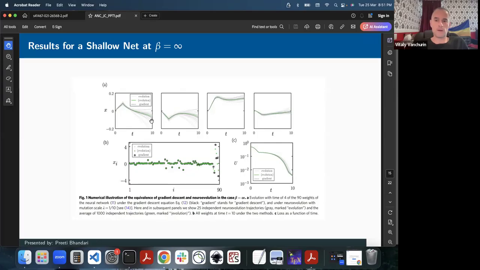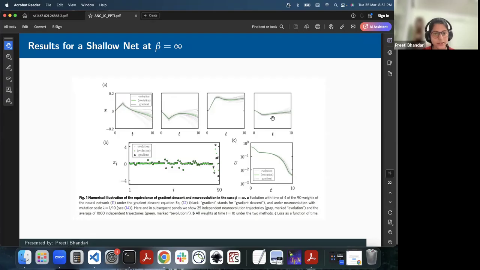Yes, thank you. Okay. So here, for example, out of 90, they've just shown 4 different weights, and you can see their evolution with time. The gray ones here are individual, independent trajectories. The green one is their average, and their average is compared with gradient descent. And you can see that the two are equivalent, but the lambda here is very small. So for a particular lambda which is small, that is, the mutation step is small, the two methods are equivalent.